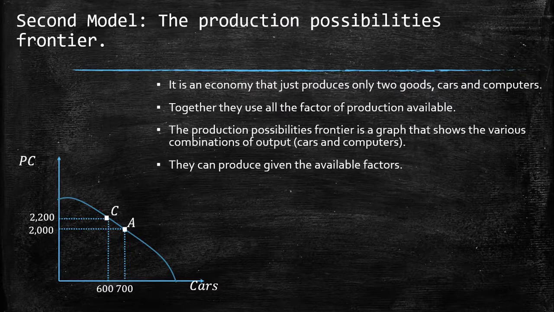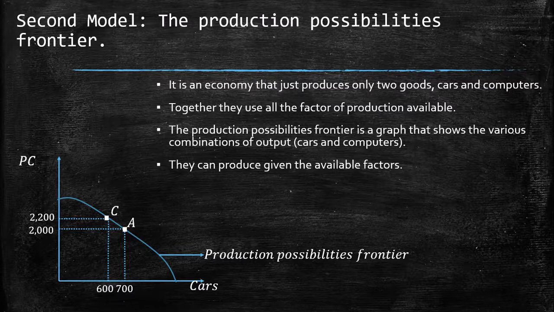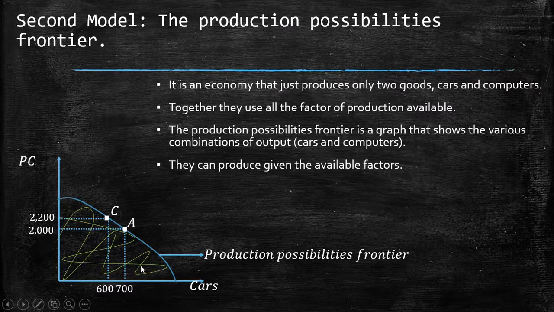So they are the two goods, the two points. This is called the production possibilities frontier, and this set is all. So my economy can produce inside this set.